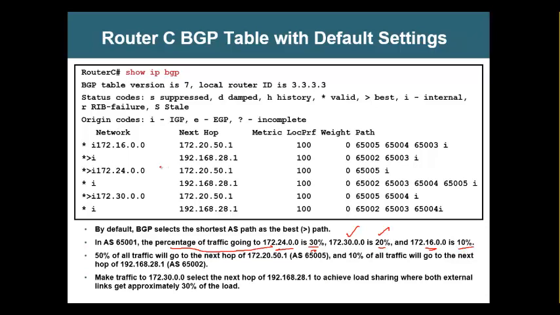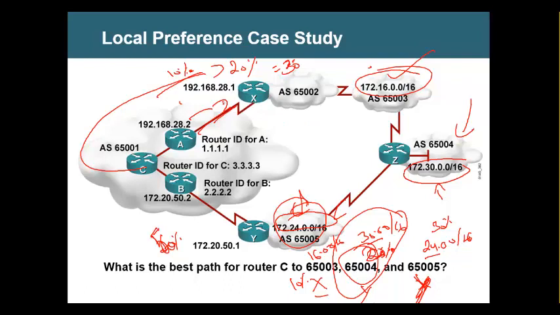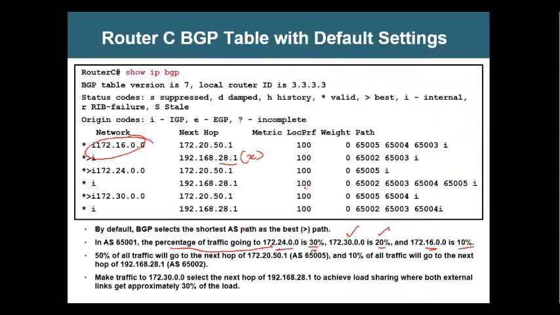currently the traffic that goes to 16 is going via 28.1, which is the upper path. This is the address of X. You see, 28.1. Y is 50.1. So if you see Y, 50.1, greater than symbol, 50.1.